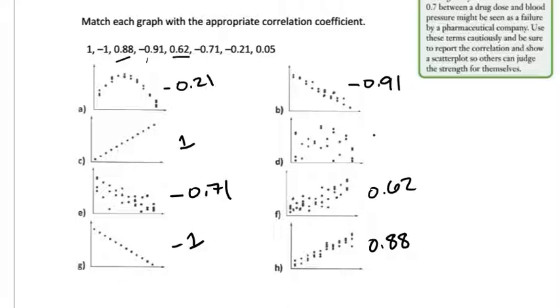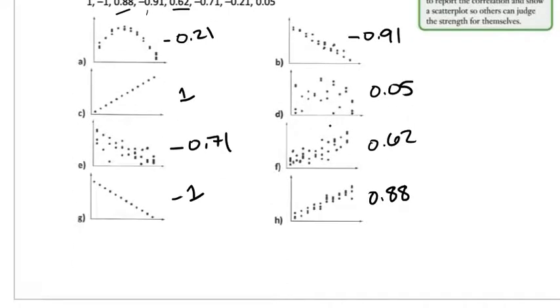And then 0.05, I'm going to put that for D. You could argue differently for A and D and switch those numbers around. And you don't really know exactly what they are unless you calculate the value. So we'll just stick with that. D is pretty widely scattered, and so that's going to be close to 0.